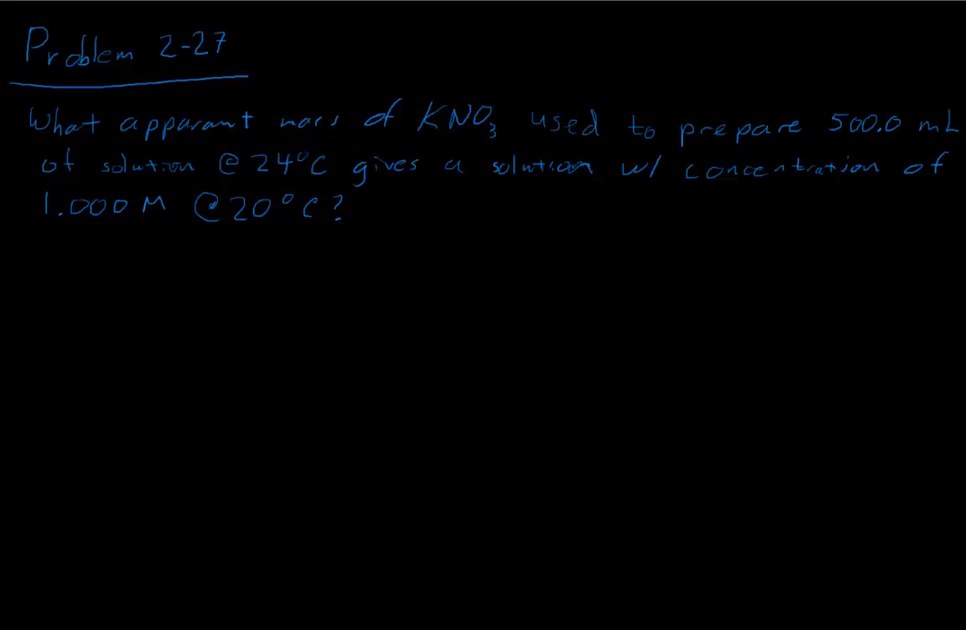So I've restated this question a little bit. That's sometimes a good thing to do, is to restate a question in your own words. So we want to know, what is the apparent mass of potassium nitrate? Remember, apparent mass is what the digital scale on the balance shows you. What apparent mass of potassium nitrate would be used to prepare 500 milliliters of solution at 24 degrees Celsius that gives us a solution with a concentration of 1.000 molar, so the 4 sig figs there, at 20 degrees Celsius?